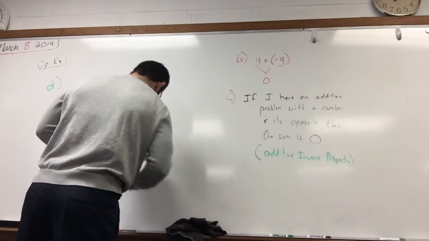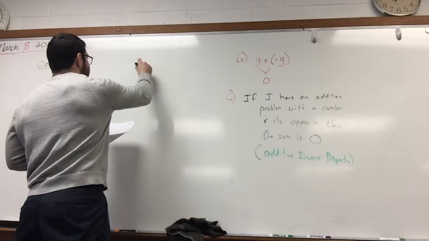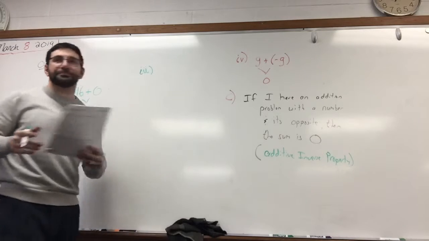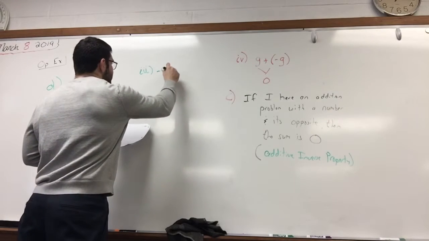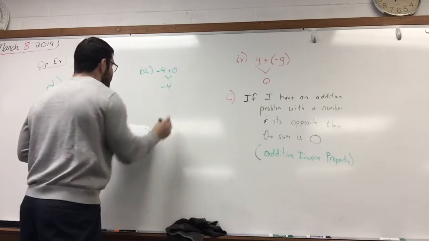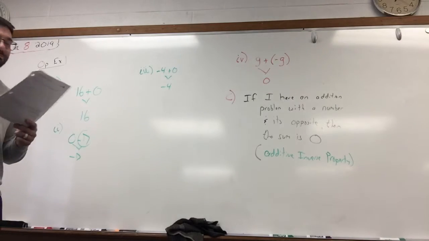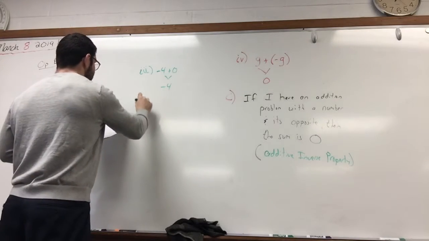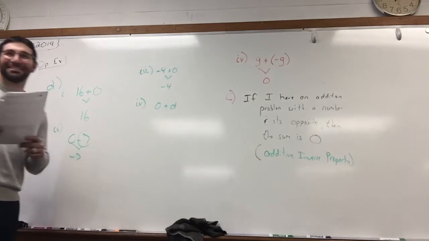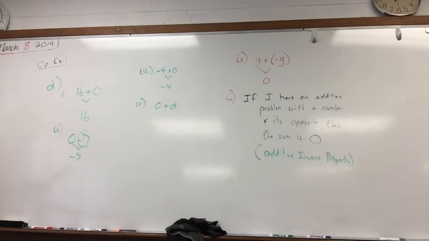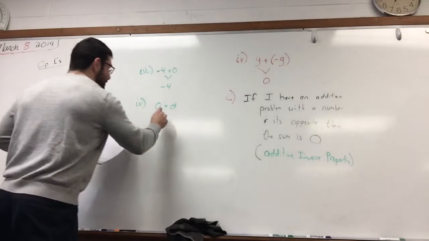Let's go to III. Braden, go ahead. So you've got negative 4 plus 0. It's negative 4, right? Good. 0 plus D gives me D.